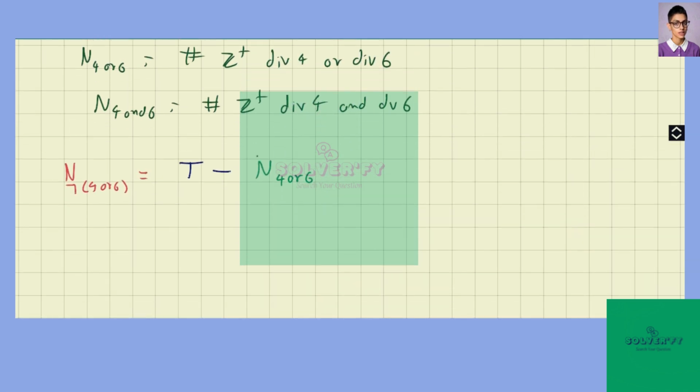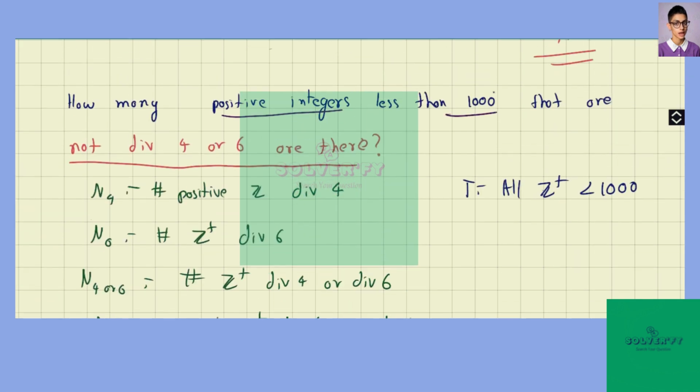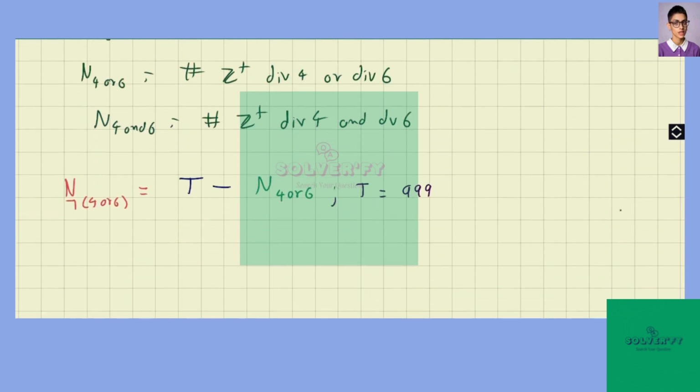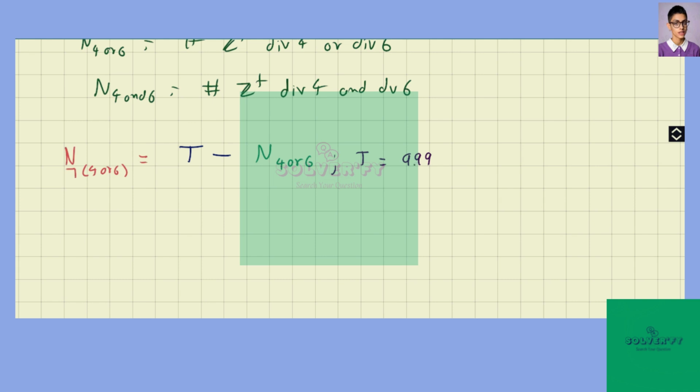Great. So the point is that the total is really easy. We have all the positive integers less than 1000. That means that we have 999. Oh, sorry, it is not less than 1000, it is less than 1 million. So in this case it is 999,999.